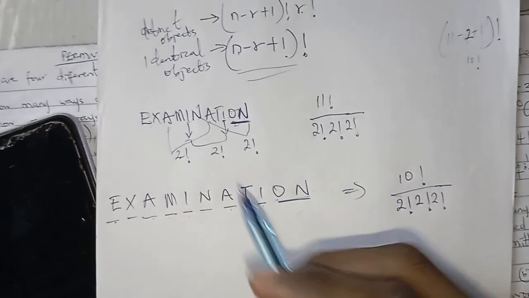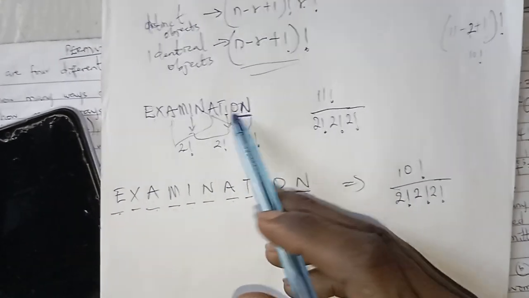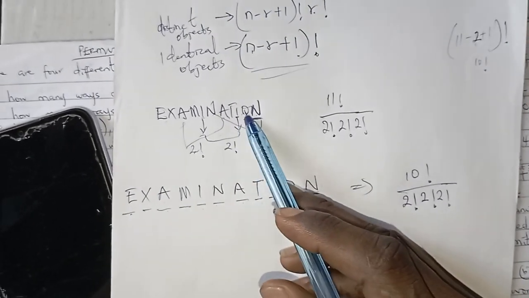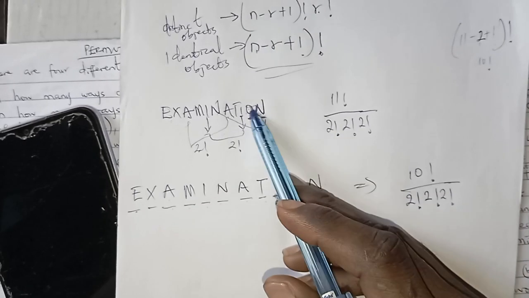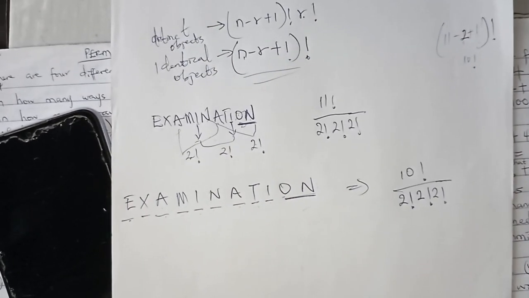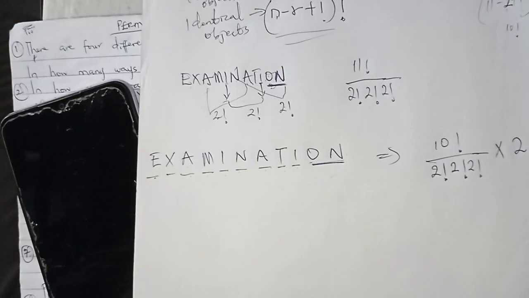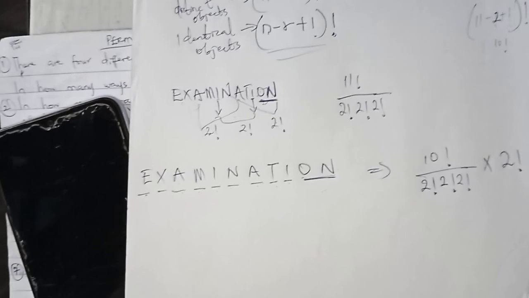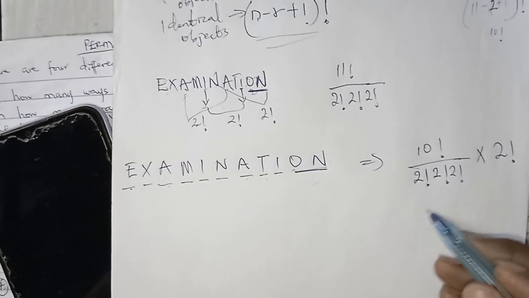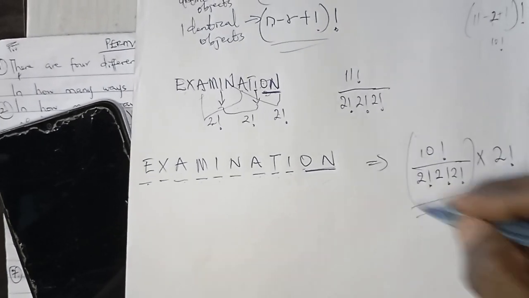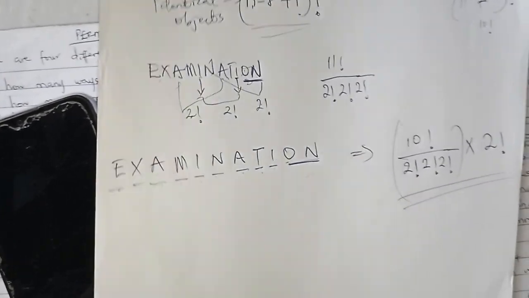Now let's ask ourselves, this O and N, they are not the same thing, which means that on their own they can actually be arranged in two ways. So times 2 factorial. Very simple. So whatever you get from doing this is your answer. This is your final answer.